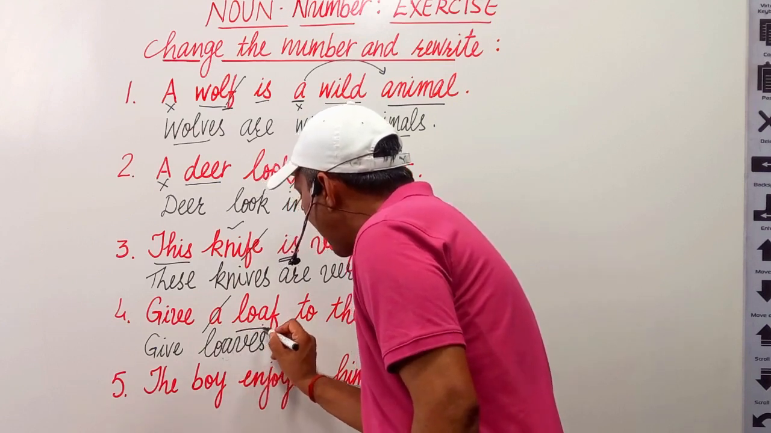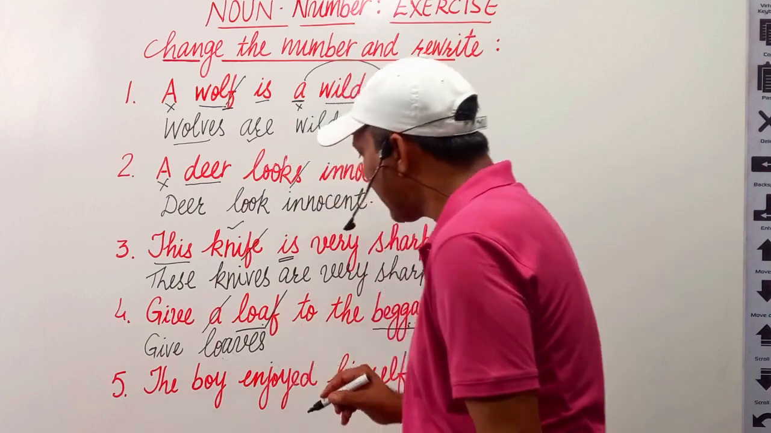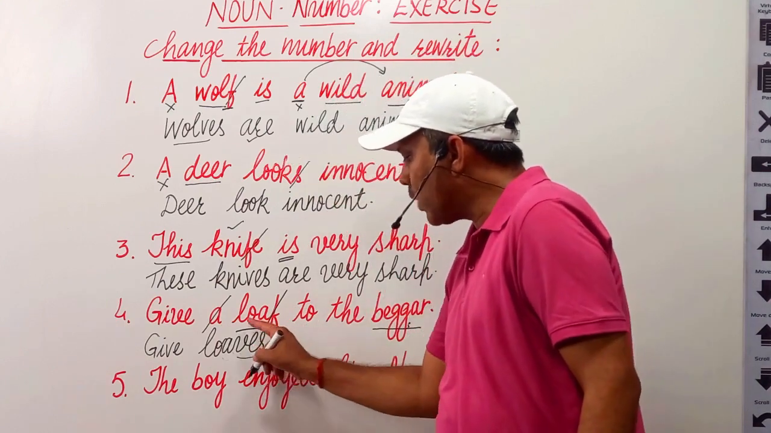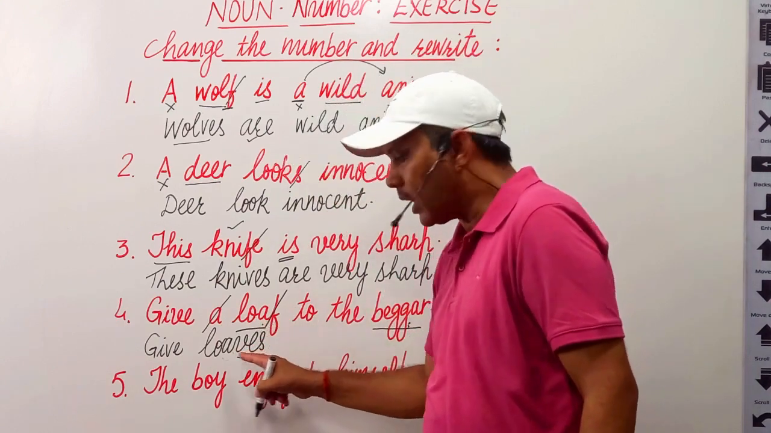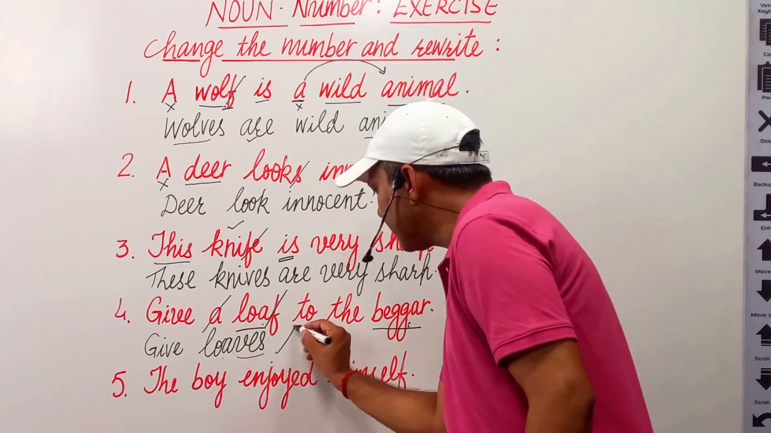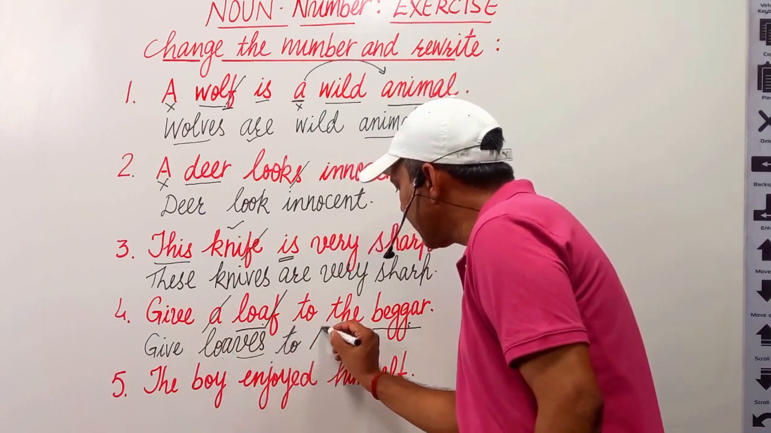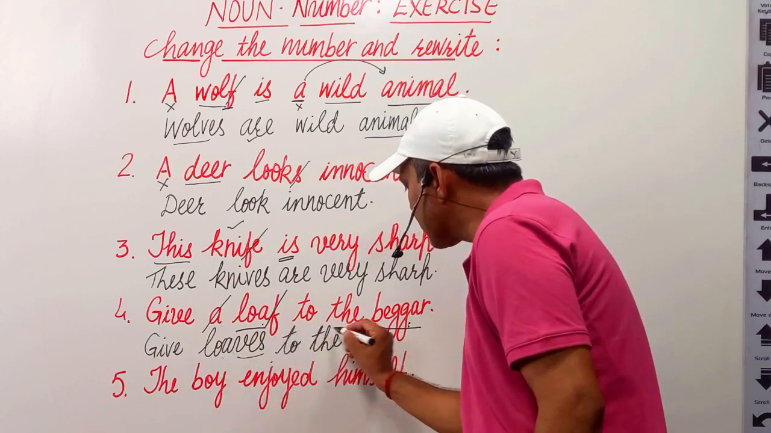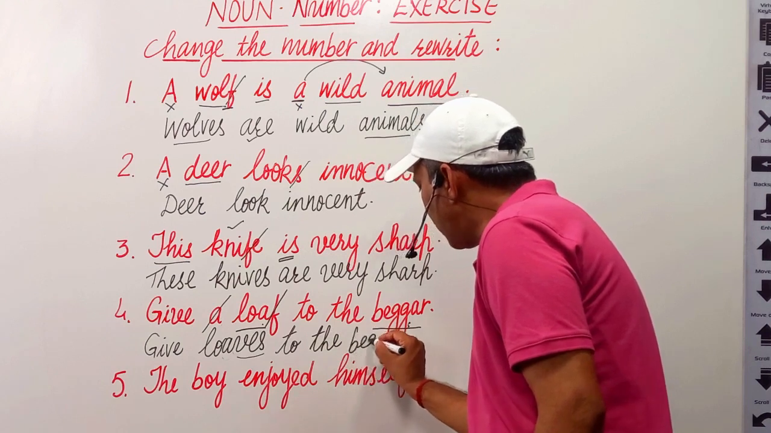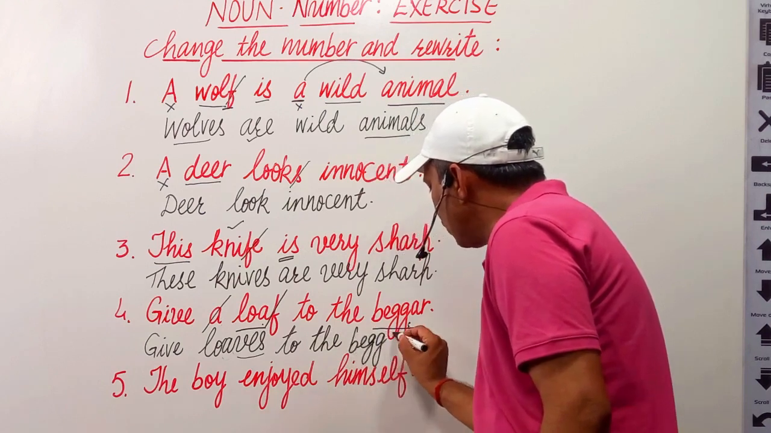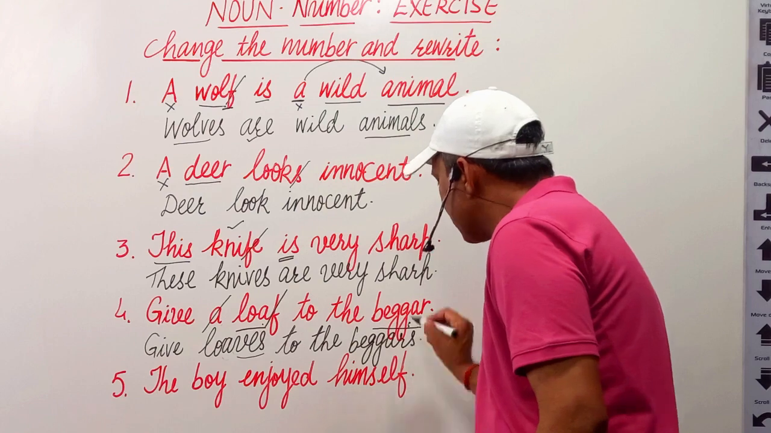Loaves. Remove this F and add VES to LOA to make it plural. Give loaves to the beggars. Give loaves to the beggars.